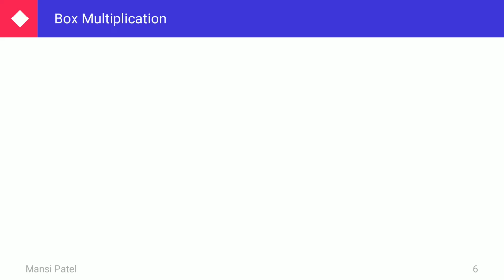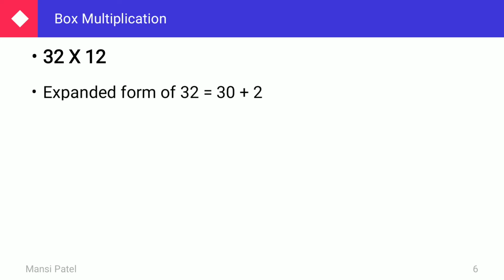Now let us see box multiplication. Here you have to solve this sum: 32 multiplied by 12. You are not supposed to do the multiplication directly. You have to solve this sum with the help of box multiplication. Whenever you solve any sum with box multiplication, you compulsorily have to first write down the expanded form of both numbers. The expanded form of 32 is 30 plus 2, and the expanded form of 12 is 10 plus 2.